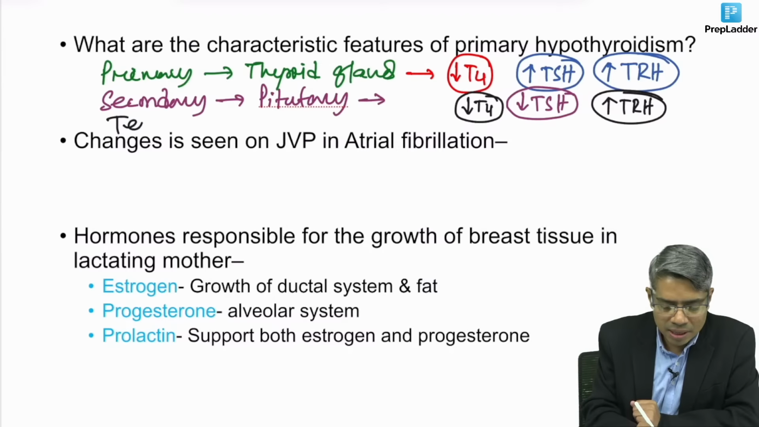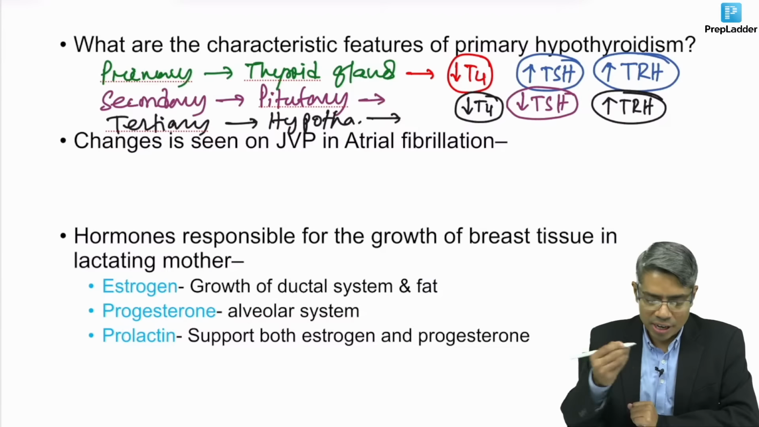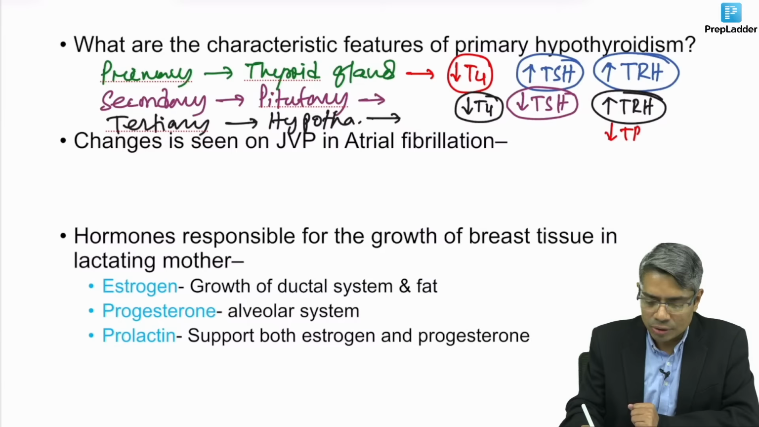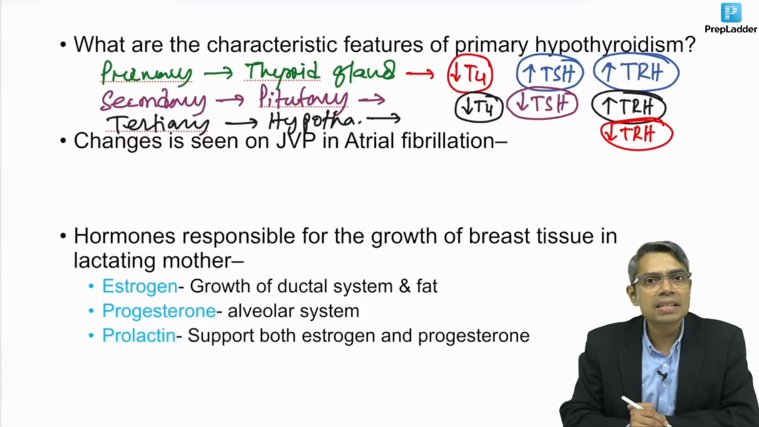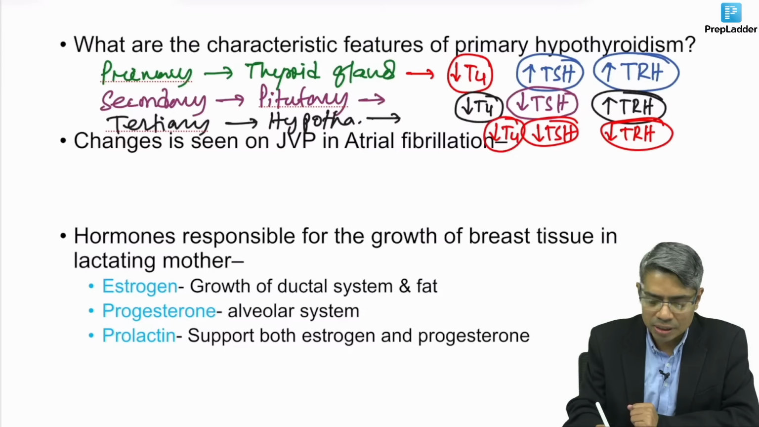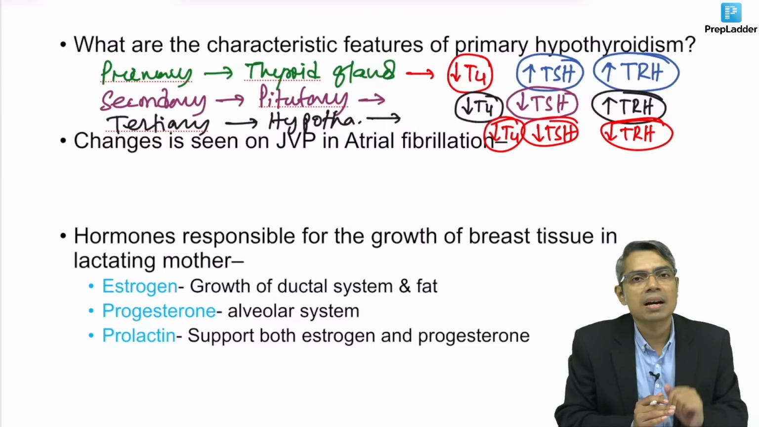And what about tertiary hypothyroidism? Tertiary hypothyroidism means the problem is at the level of the hypothalamus. If the hypothalamus is destroyed, think like this: which hormone is going to be reduced first? TRH is going to be reduced first. If TRH is reduced, do you think TSH will be secreted normally? No. So TSH has to be reduced. If TSH is not there, what will happen to T4 secretion? T4 is also going to be reduced. So all three hormones reduced means tertiary hypothyroidism.